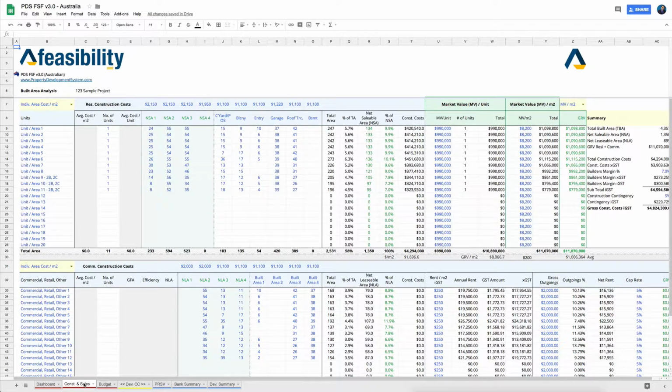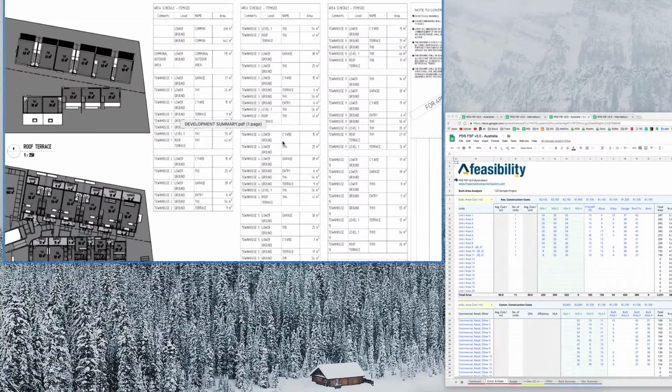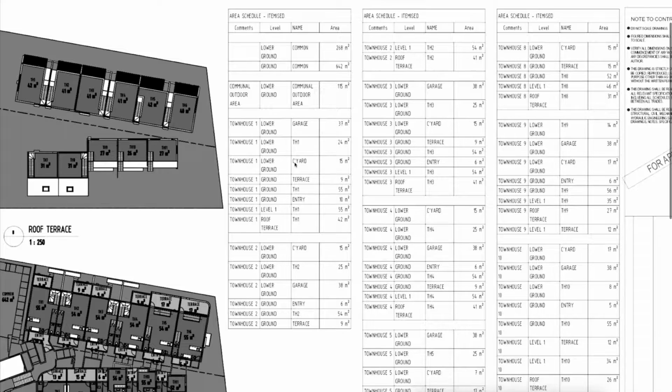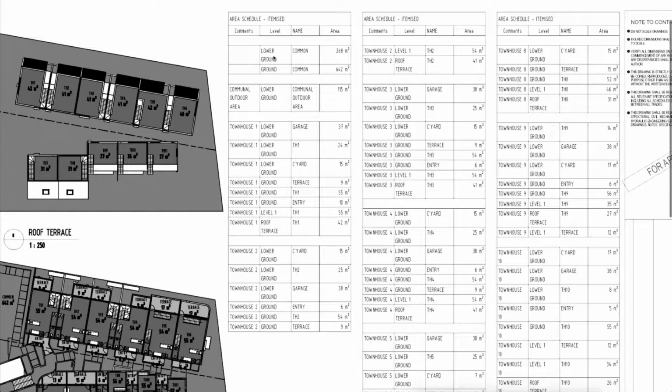So let's look at the construction and sales tab. Now, in the previous videos, we discussed how we get these development summaries for our developments from the architect, which has all the details about each of the townhouses. What are we going to build? What size garage is going to be? What size the lower ground, the floor levels are going to be, and so on.